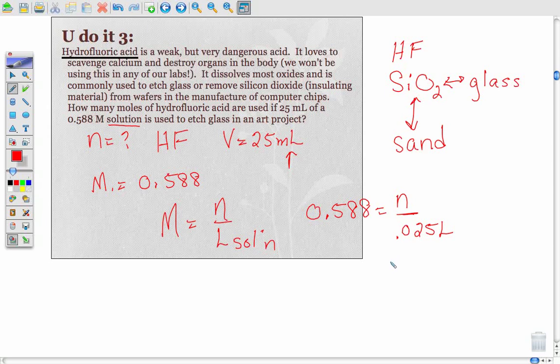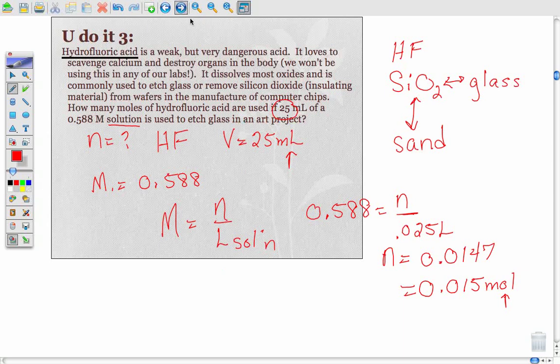Now, if we performed that calculation, what we should find is our number of moles is 0.0147, or really to the correct 2 sig figs, it should be 0.015 moles. Don't forget your unit. We get to do a great big shortening of MOLE by just writing MOL.